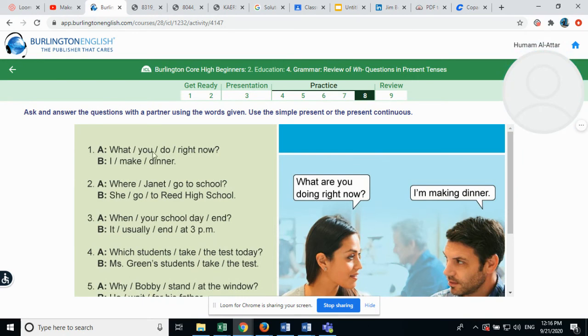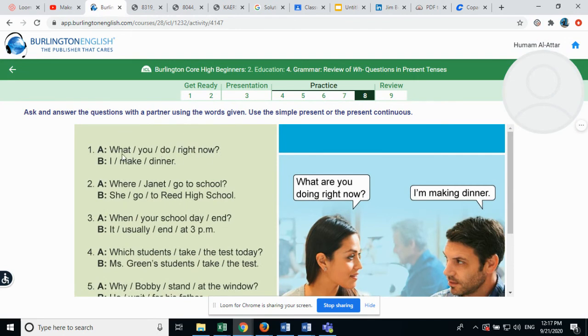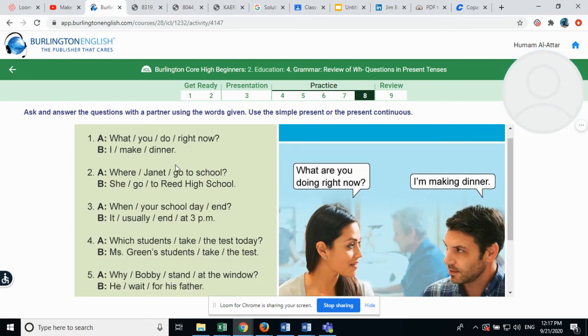This is not complete. The question is not complete. The answer is not complete. There's something missing. Okay, so you need to correct the question and answer. What I need you to do is to do the correct questions and answers, the complete questions and answers on your notebook or on a piece of paper, and then you can send it to me.